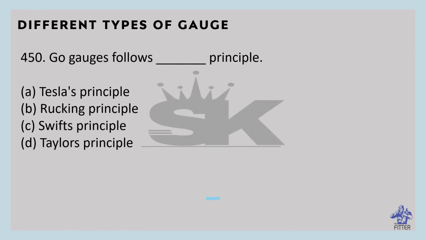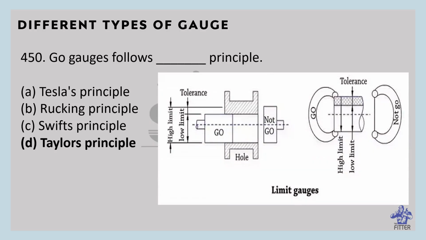Go gauge follows dash principle, that is Taylor's principle. So Taylor's principle states that the go gauge should be designed to cover the maximum metal condition in as many dimensions as possible in the same limit gauge, whereas no go gauges are used to cover the minimum metal condition in one dimension. So these are the limit gauges you can see here in the image. Go gauge and no go gauges are there.